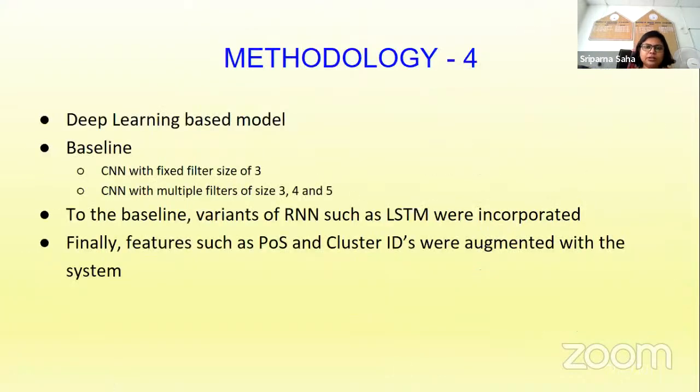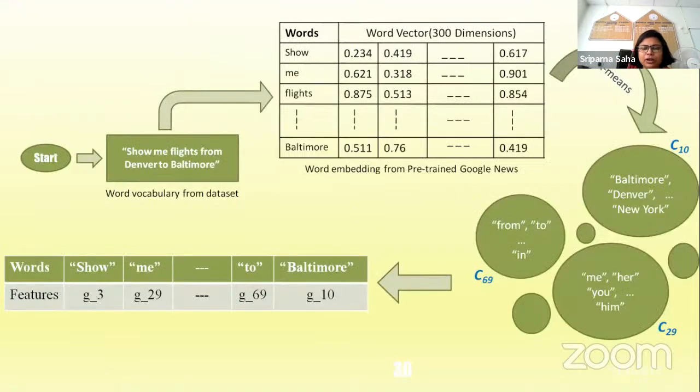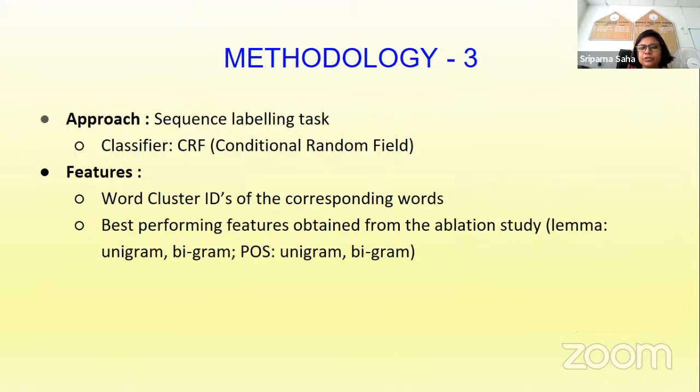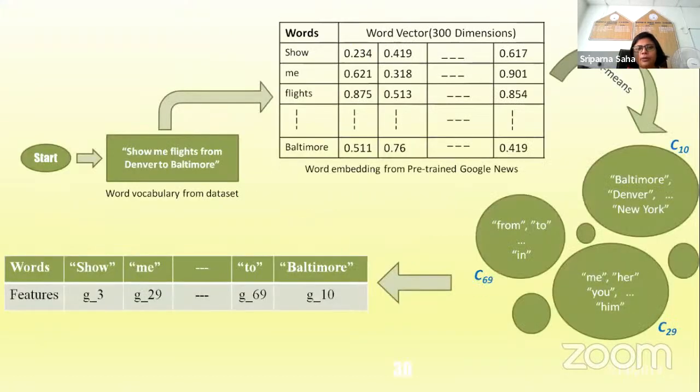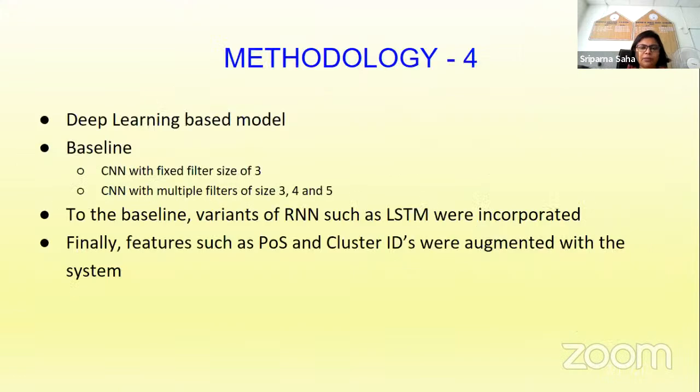So in methodology 4, these are all our machine learning based approaches. In machine learning based approaches, we have to think of manual feature engineering, so we have manually created the feature vectors. But now there are also some deep learning based approaches, where we are using deep learning classifiers.